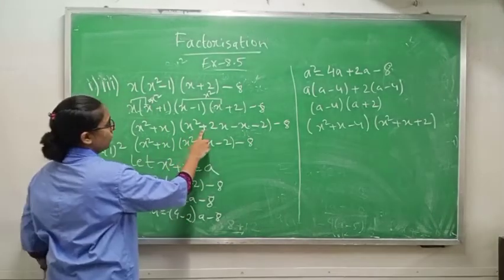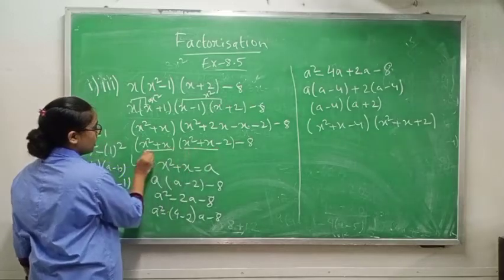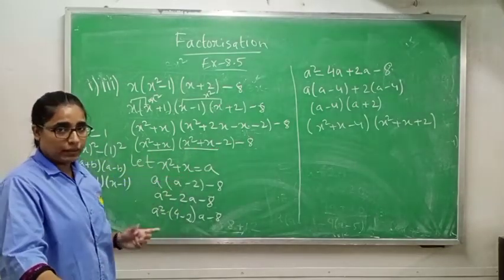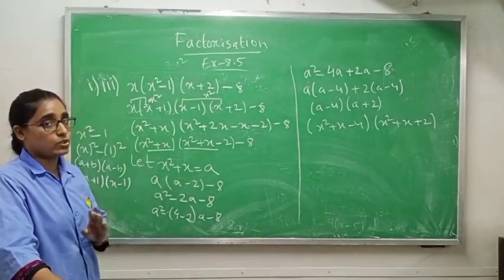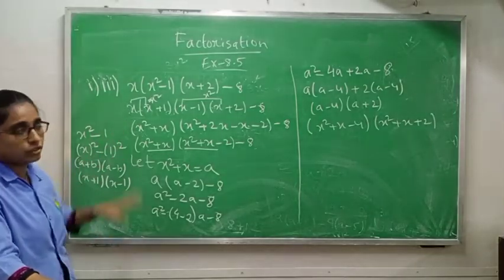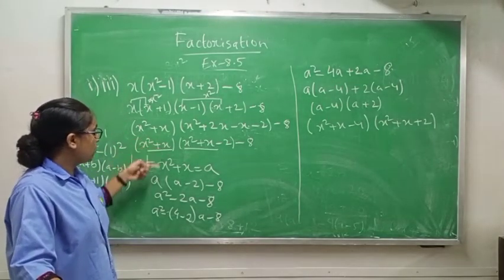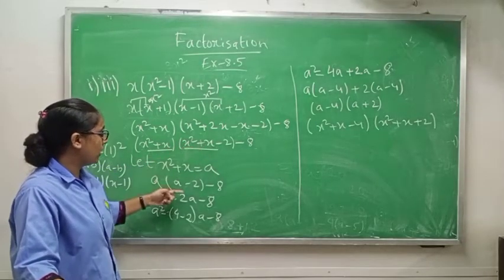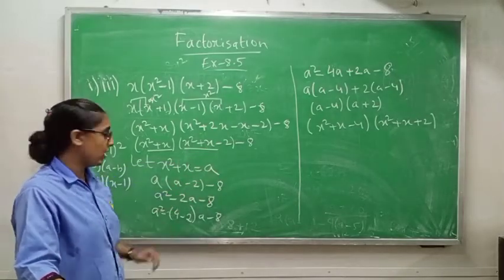Now x square plus 2x minus x will give you plus x minus 2. This same you can write, let x square plus x equals to a. I am taking a. You can take y, z, anything except x. You will not be able to take x because x is already in the question. Okay. Now in place of x square plus x you can write a because we are letting, and in place of x square plus x you can again write a and then minus 2 minus 8.